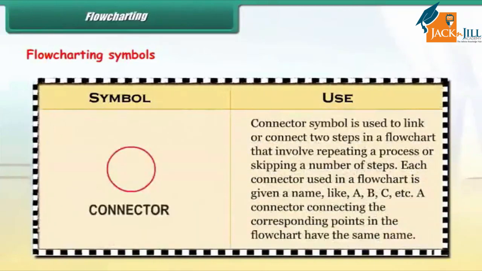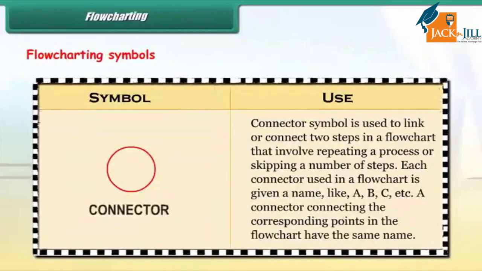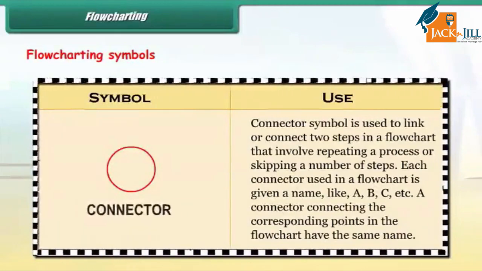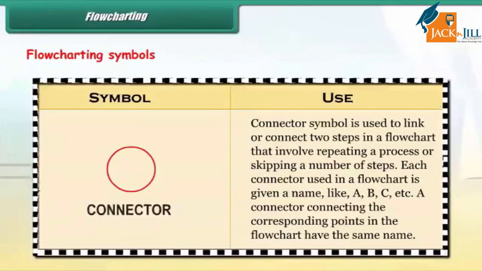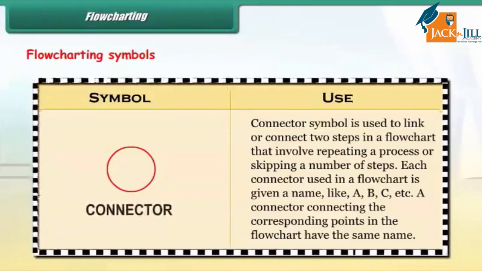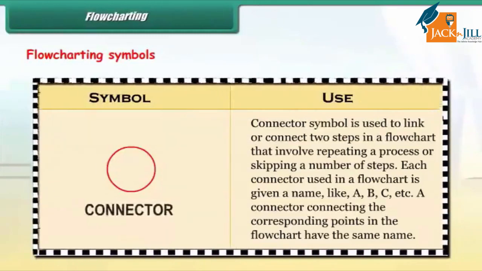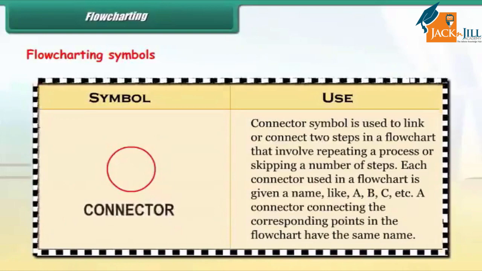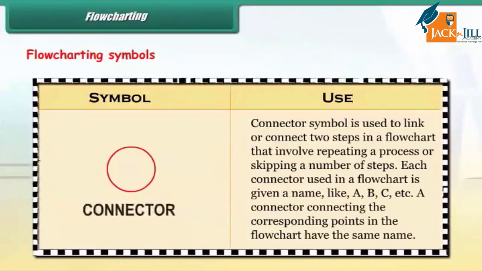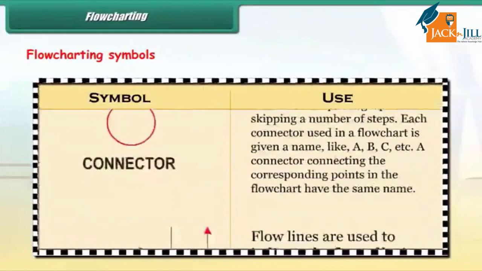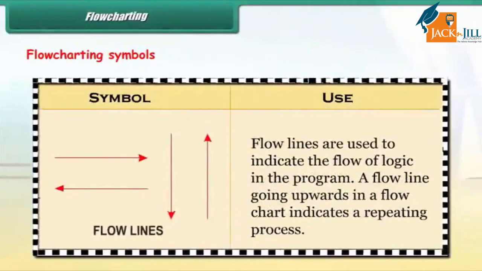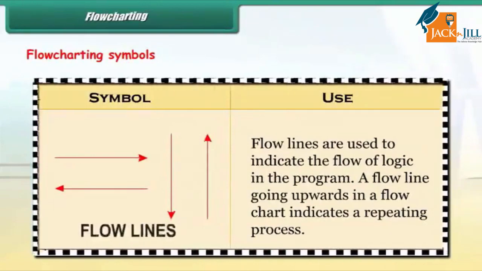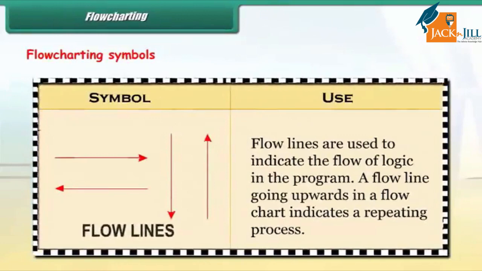Connector. Connector symbol is used to link or connect two steps in a flowchart that involve repeating a process or skipping a number of steps. Each connector used in a flowchart is given a name like A, B, C, etc. A connector connecting the corresponding points in the flowchart have the same name. Flow lines. Flow lines are used to indicate the flow of logic in the program. A flow line going upwards in a flowchart indicates a repeating process.